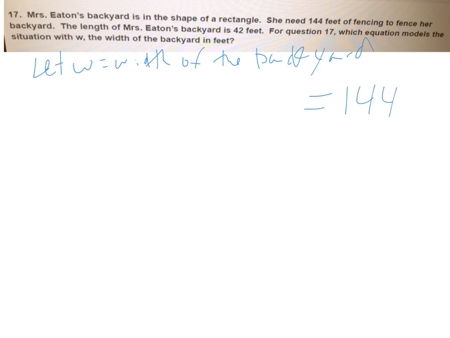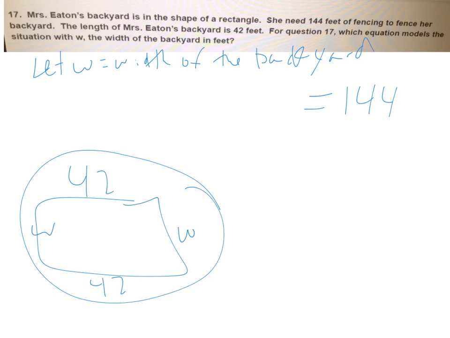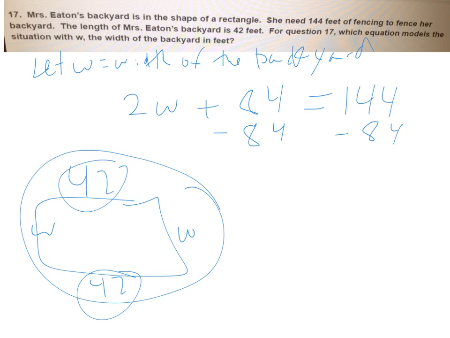So from there, you guys have to draw a picture of her backyard. So the length is 42, so if that length is 42, this length is 42. If that side's W, this side's W. So you know this right here added together should equal 144. 42 plus 42 is going to be 84 plus 2W. So in this case, you would then subtract 84 on both sides. When you do that, you get 2W equals, that will end up being 60. Divide by 2, and W will equal 30 feet.